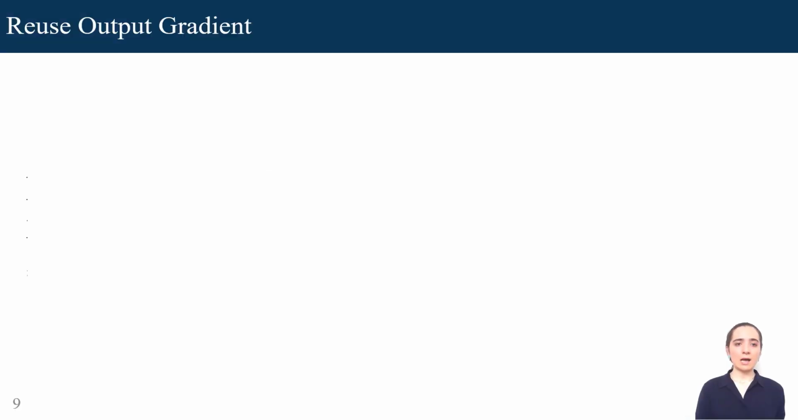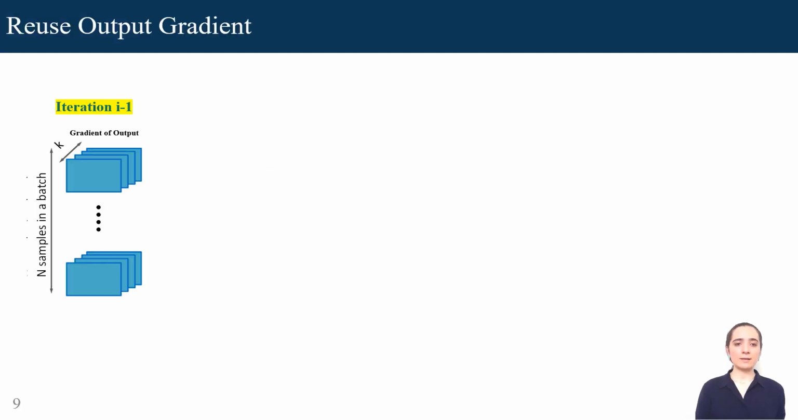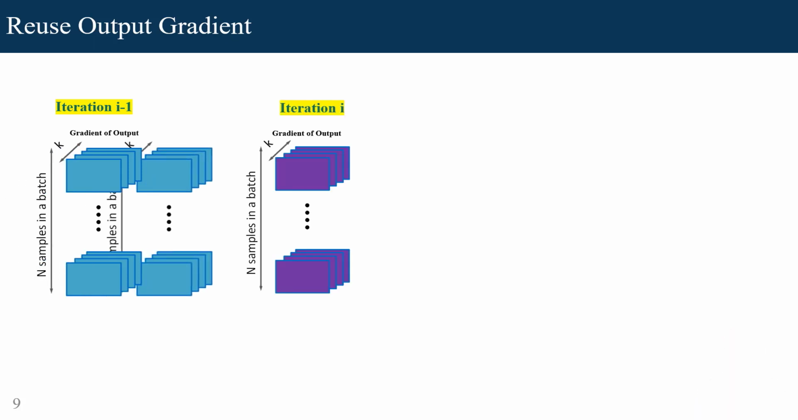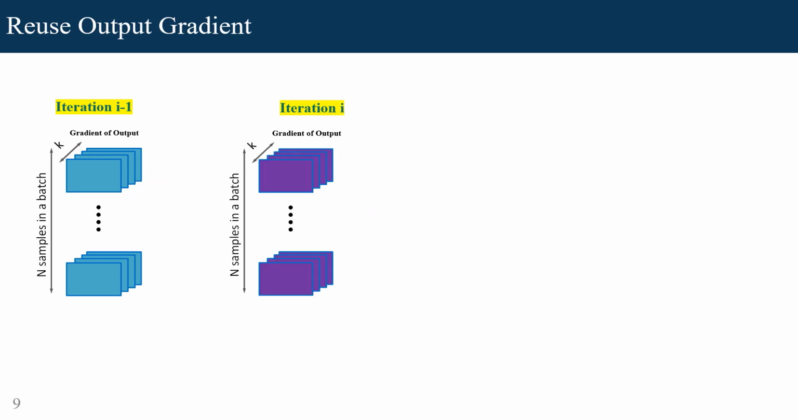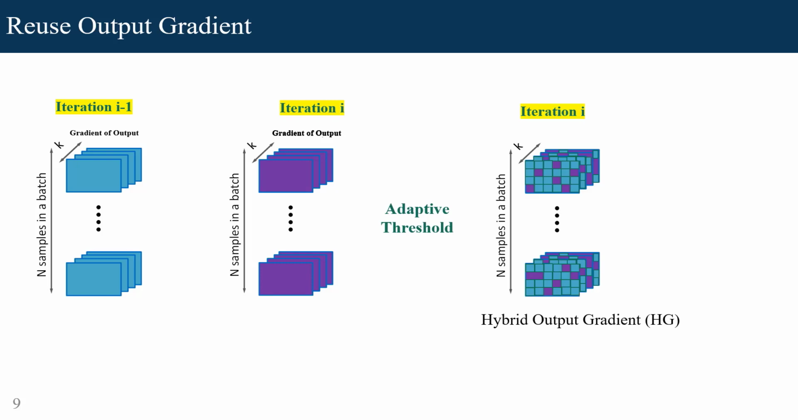The question is how we want to reuse the gradients. Can we reuse all of the gradients from previous iteration in the current iteration? We find out in this way the network doesn't converge. So we propose another method. Based on an adaptive threshold, we figure out whether a gradient has considerably changed and we need to update it, or we can reuse the previous iteration's value. In this way, we form our hybrid output gradient.